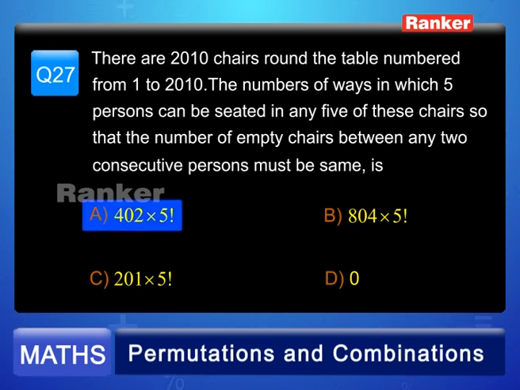We need not expand this because in every option that 5 factorial is a common factor, and among the available options, the first option, that is option A, is the correct option. 402 into 5 factorial is of course the correct answer.